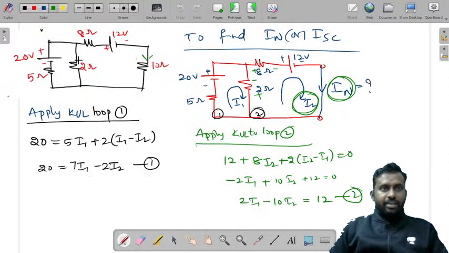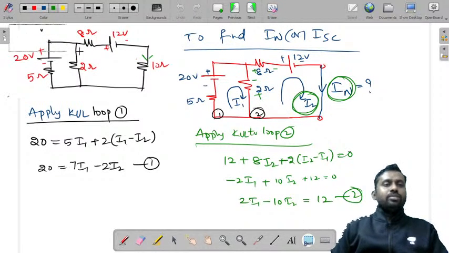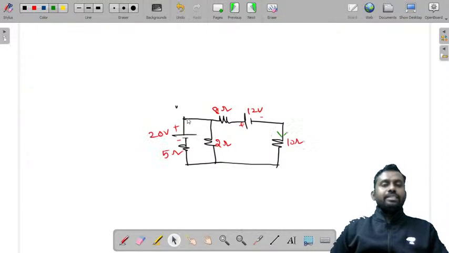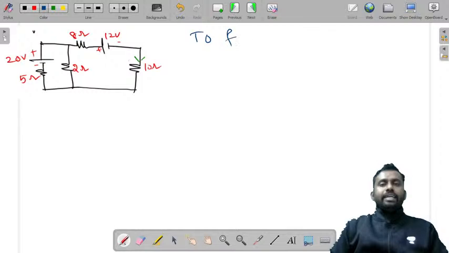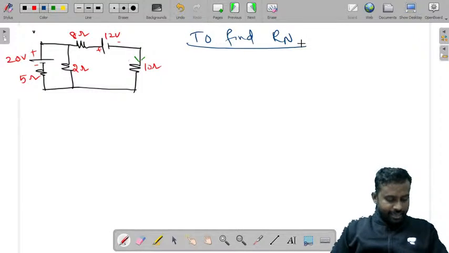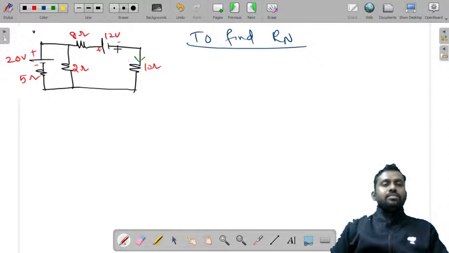So for the same circuit, you need to find what is RTH or RN as well. So let us consider this circuit in the next slide. So this is the circuit and this slide is to find Rn. How do you find Rn here? Rn can be found by just removing this load and making sources equal to 0, voltage source as short and current source as open.